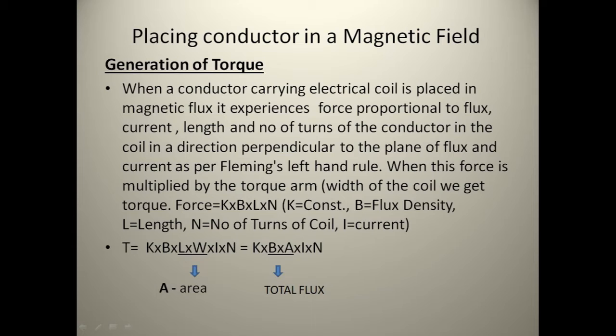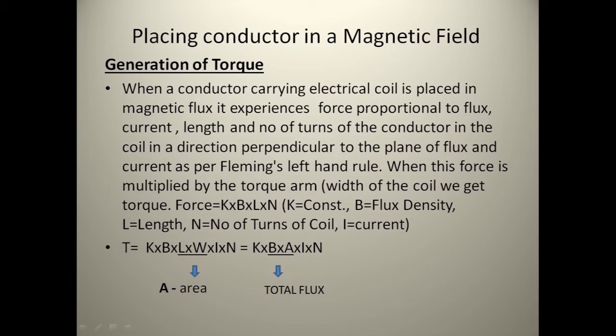Generation of torque. When a conductor carrying electrical coil is placed in magnetic flux, it experiences force proportional to flux, current, length and number of turns of the conductor in the coil in a direction perpendicular to the plane of flux and current, as per Fleming's left-hand rule. When this force is multiplied by the torque arm, that is width of the coil, we get torque.